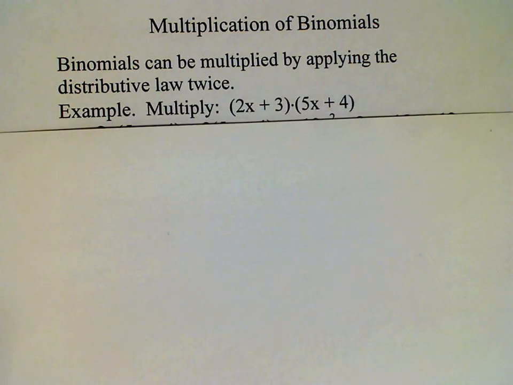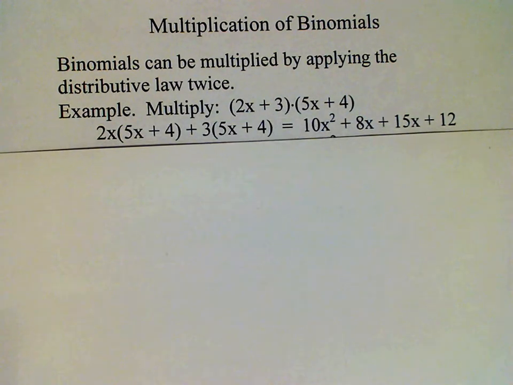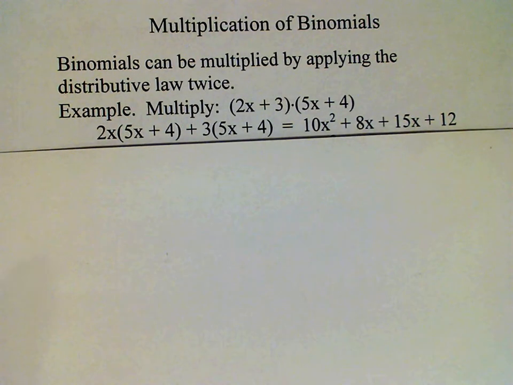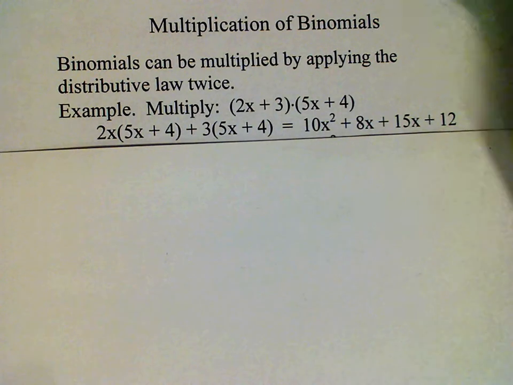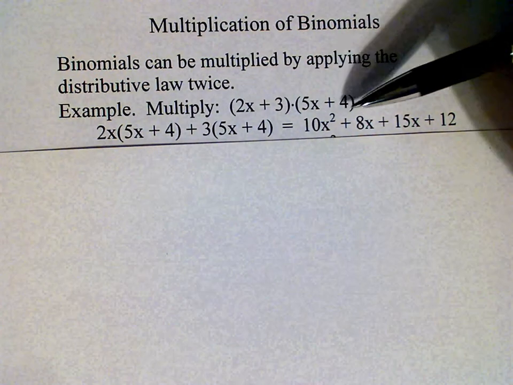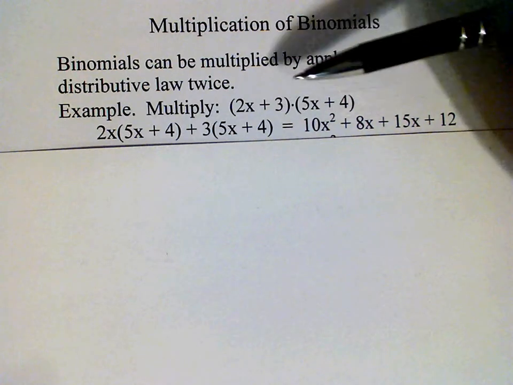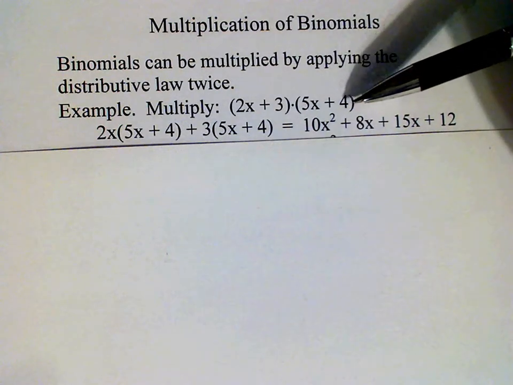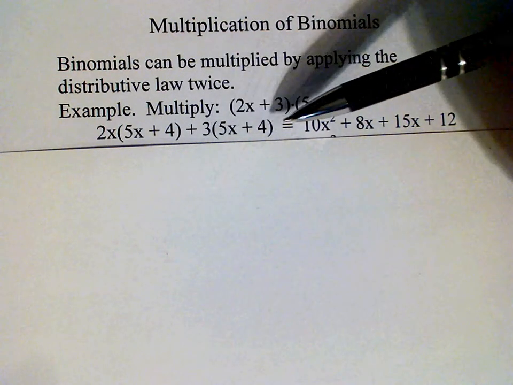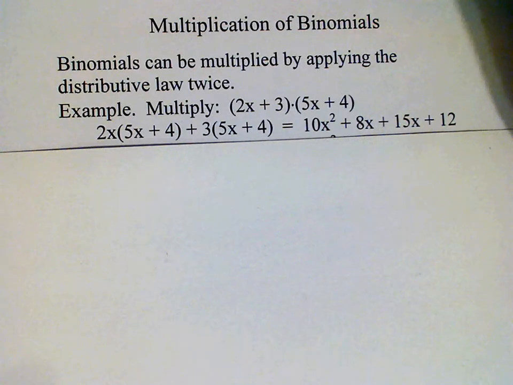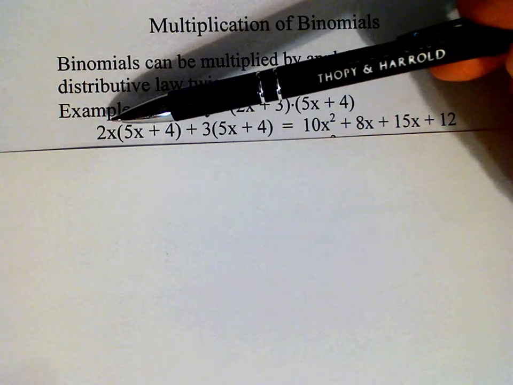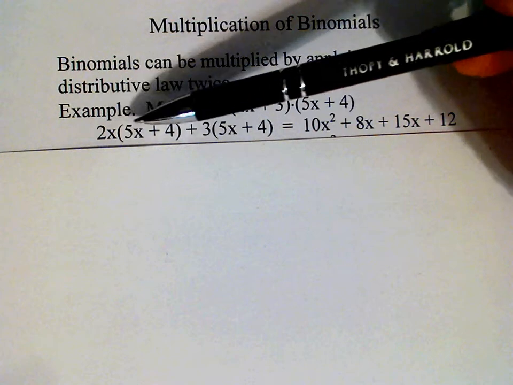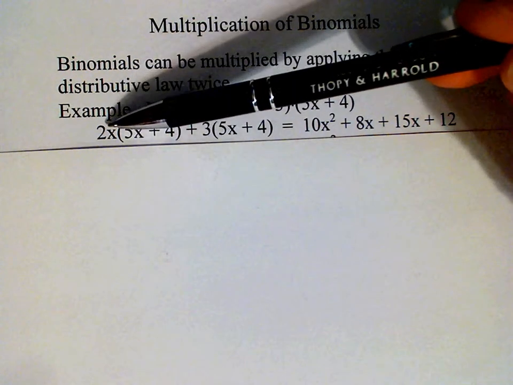For example, in multiplying 2x plus 3 times 5x plus 4, we can consider the 5x plus 4 to be a unit and distribute it over the 2x plus 3. So considering this 5x plus 4 as a unit, then we apply it once to the 2x to give us 2x times 5x plus 4, and again to the 3 to give us 3 times 5x plus 4. And then we see that our problem is reduced down to multiplying two binomials by a monomial factor.